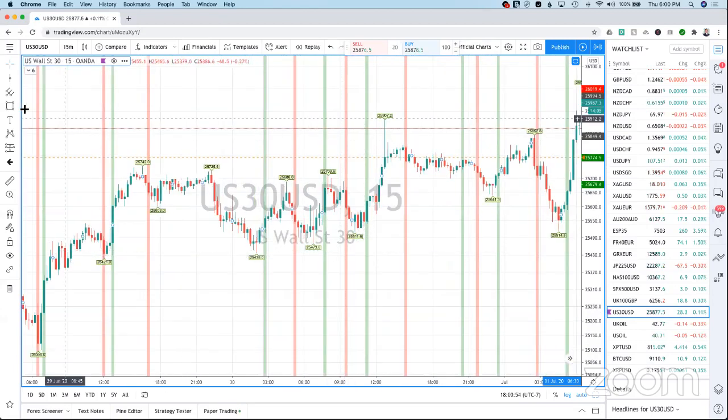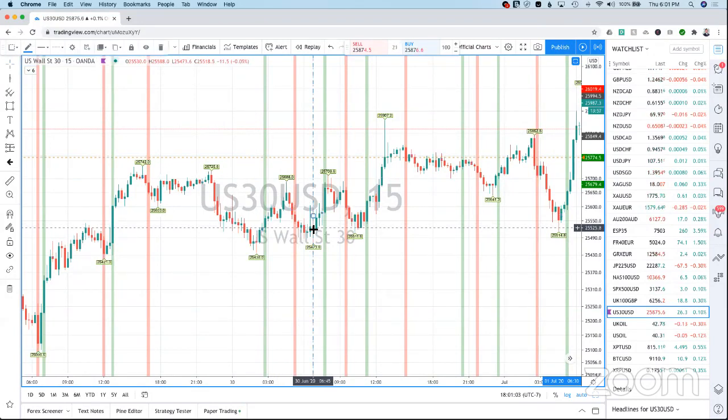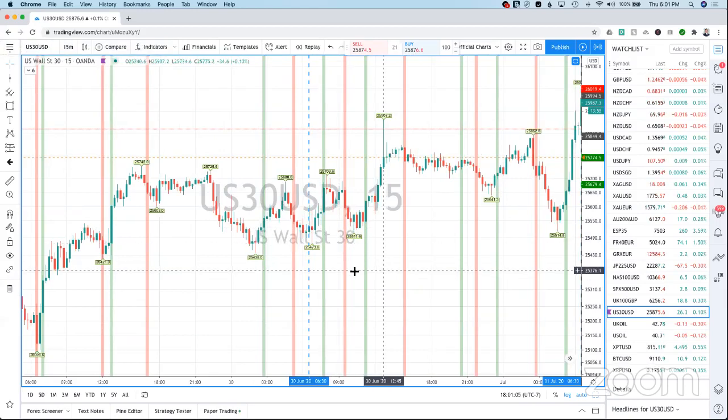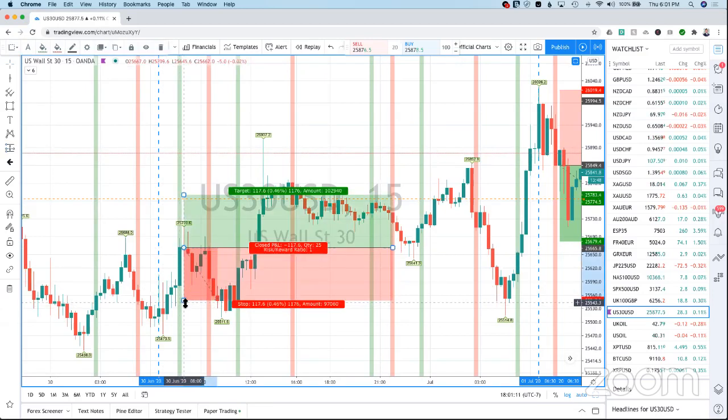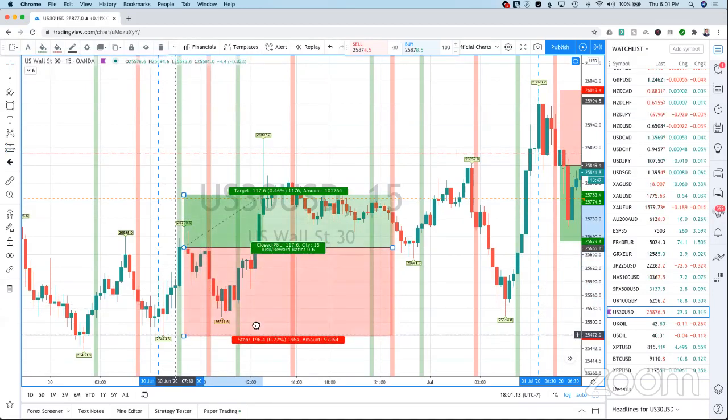The 30th. Okay, this is what. But this was a heavy news day, so I don't think this would even count. Or would it? Let's see. So 630 is right here. The entry would have been right here. First entry, buy. Stop loss at the previous swing right here, about 2,000 pips.